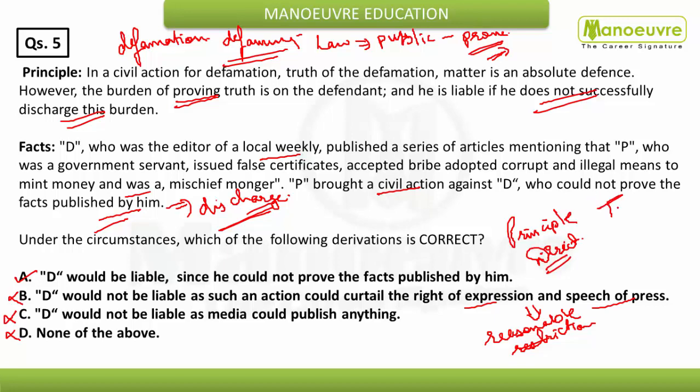Tort law, I'm once again repeating, tort law is very interesting and very easy. There are certain concepts which you have to understand, and I'm sure you will ace the topic. There's nothing you can't understand when it comes to tort law. Okay, so I hope these questions are going to be really helpful, guys.